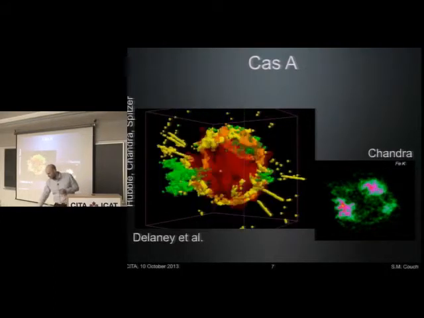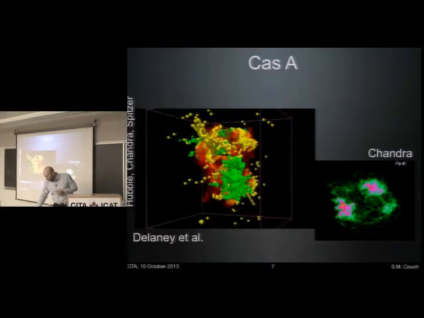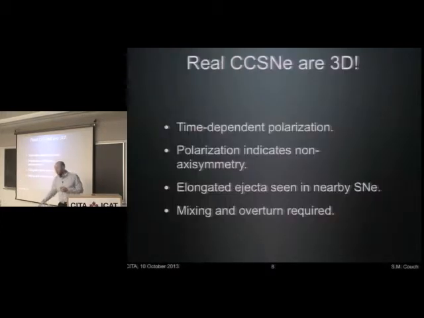And something had to make this asymmetric structure. So all of this is merely to make the point that real core collapse supernovae are three-dimensional. They're not 1D, they're not 2D. There are three-dimensional structures in real core collapse supernovae.